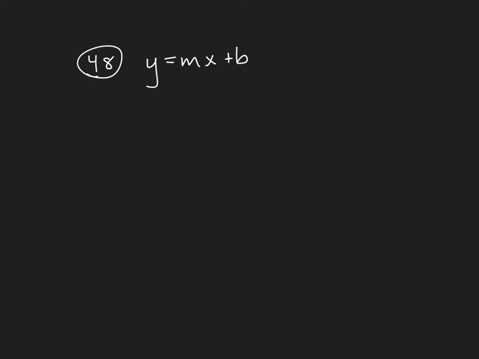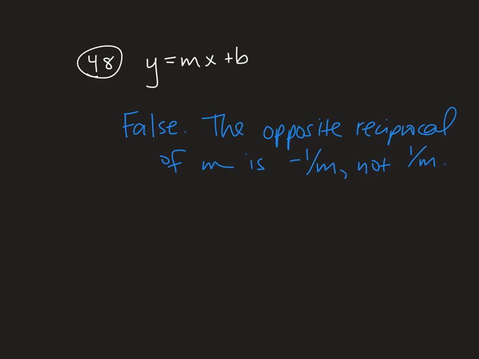Well, we know that perpendicular lines have opposite reciprocal slopes. So the opposite reciprocal of this slope m would be negative 1 over m. So it's not 1 over m. So we're going to say false. The opposite reciprocal of m is negative 1 over m. This answer is sufficient. It's straight to the point. It answered true or false, and then it justified.